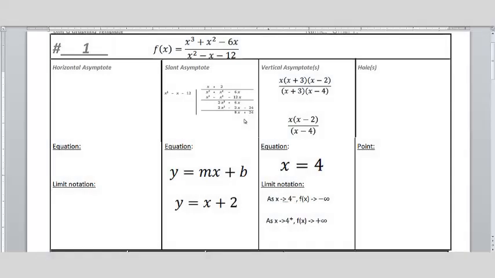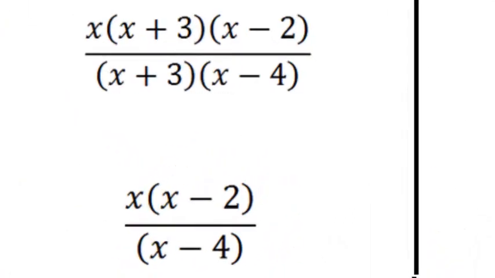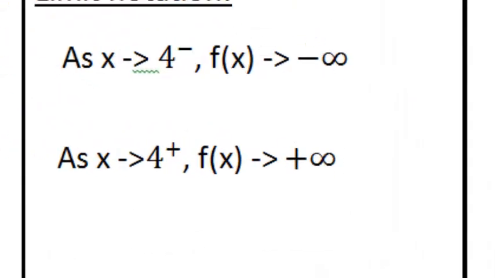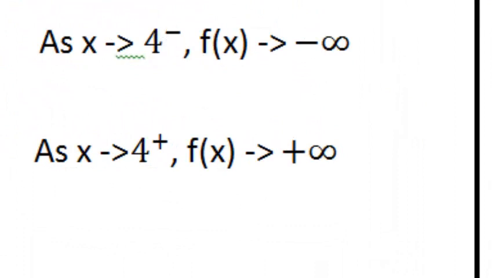To find the vertical asymptote, all we need to do is factor the bottom and set the terms equal to 0. Here, however, we have two terms that cancel each other out after we factor. We need to make note of these as we will be using them later. For our vertical asymptote, we get x equals 4. And to write the limit notation, we need to remember that these signs basically mean from the right and from the left.